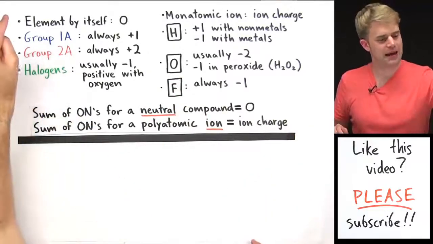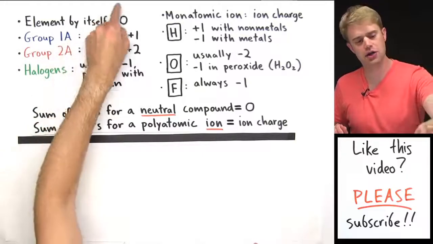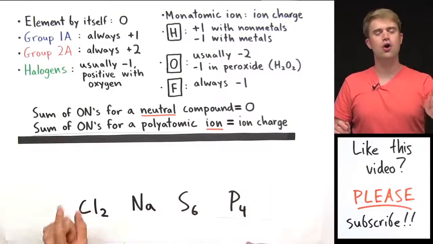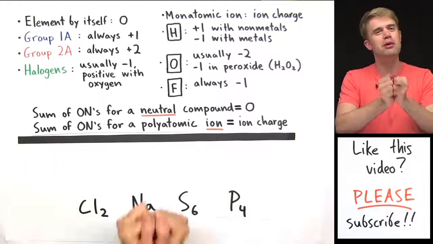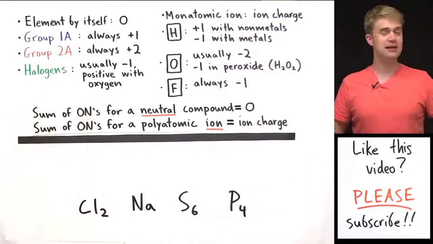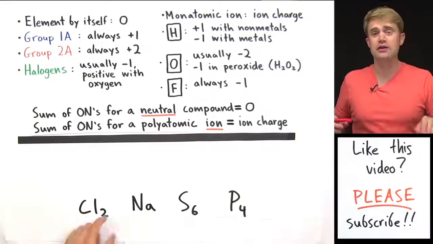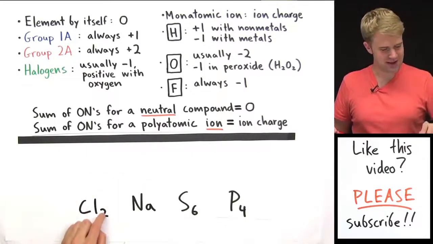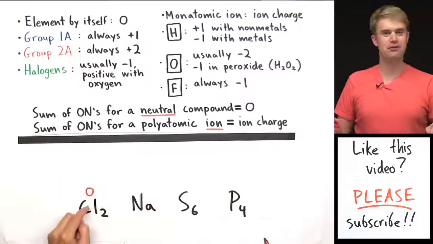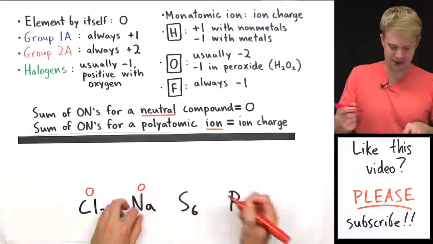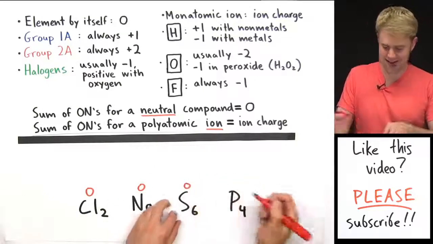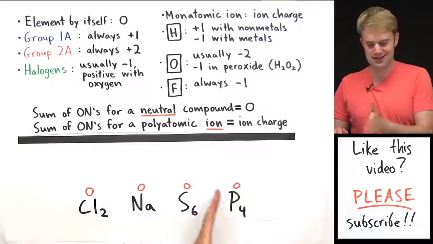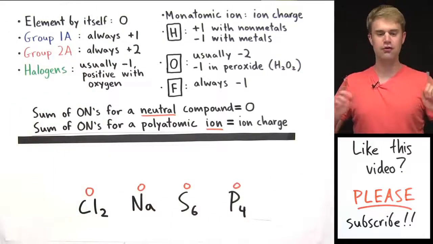The first is this: an element by itself always has an oxidation number of 0. Here's what I mean by that. There are a lot of chemical compounds that have just one element. That element is not combined with any other elements. That's what I'm calling an element by itself. So that's something like Cl2. It doesn't matter how many atoms of that element you have, just as long as it's only that element and none others. So Cl2, an element by itself, oxidation number of 0. Sodium, Na, by itself, 0. S6, just sulfur, nothing else. P4, phosphorus, and nothing else, 0. So that's probably the easiest rule here. It's always 0 for the oxidation state if you have an element by itself with nothing else.